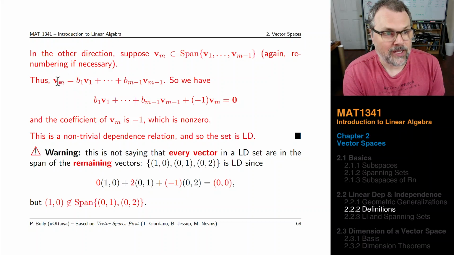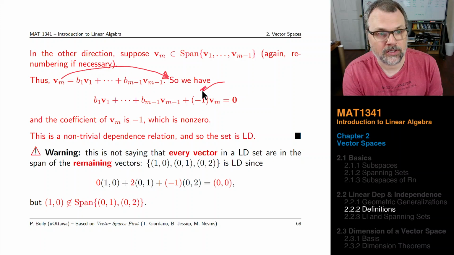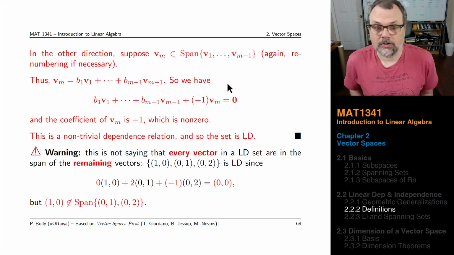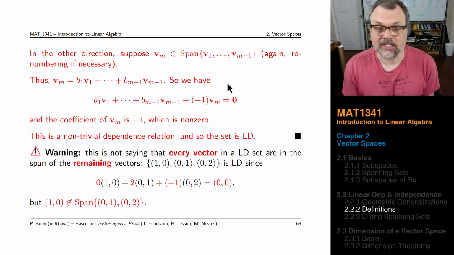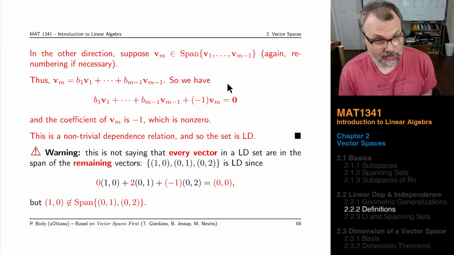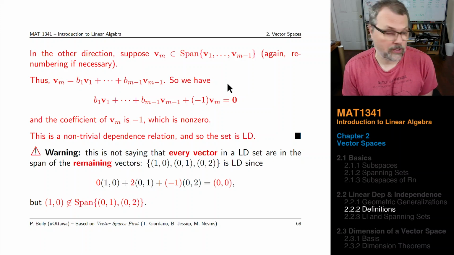And then I can just send vm to this side here, subtracting on both sides. And that gives me a linear combination of the m vectors, which is equal to 0. In my construction here, the coefficient is minus 1, which is different from 0. And so this linear combination is non-trivial, and it adds up to 0. And so the vectors v1, v2, v3, all the way up to vm, not vm minus 1, are linearly dependent. And that completes the proof. We proved both directions.